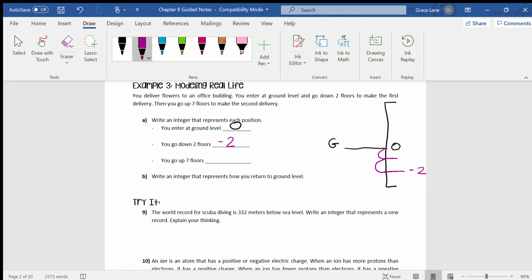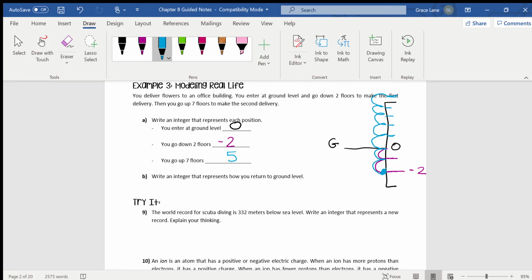Okay, so then the next thing says you go up 7 floors to make the second delivery. However, if you are starting 2 floors below ground, down here, and you're going to go up 7 floors, you will not be at the 7th floor. You'll be at 1, 2, 3, 4, 5, 6, 7. Looks like the roof, but here's 0, here's 1, 2, 3, 4, 5. So if you're at -2, you'd go up 7 floors in the elevator. Now you are at floor number 5.